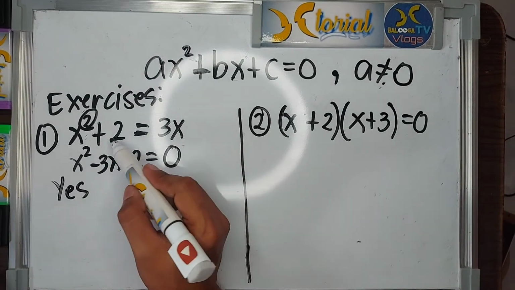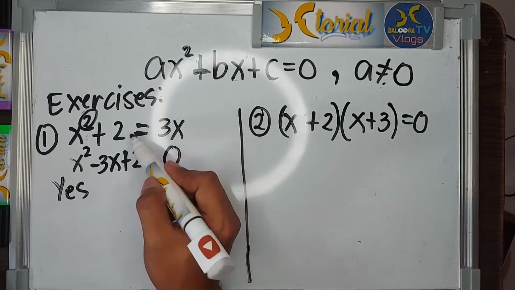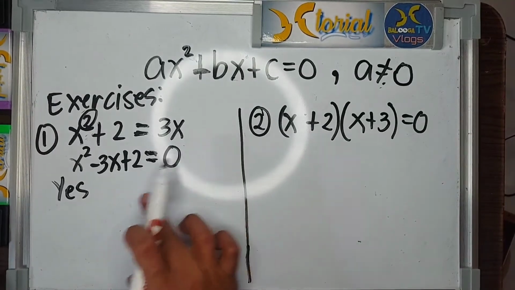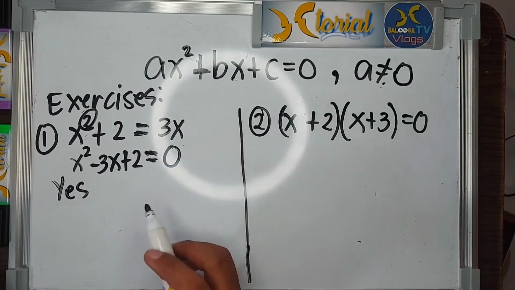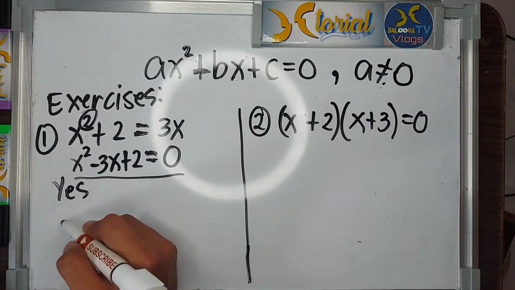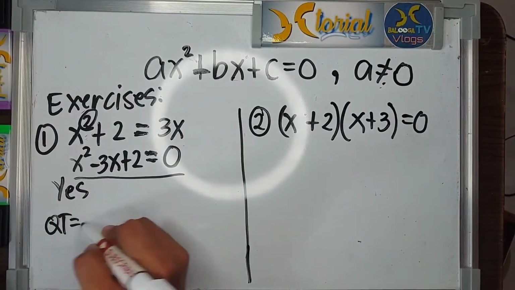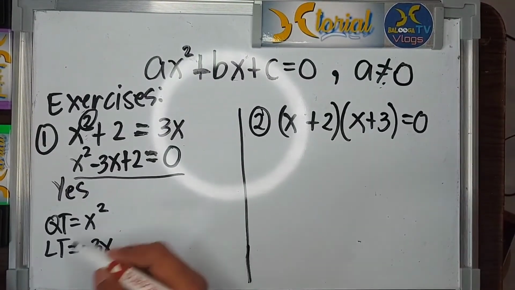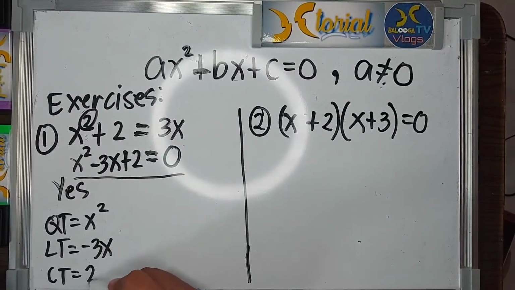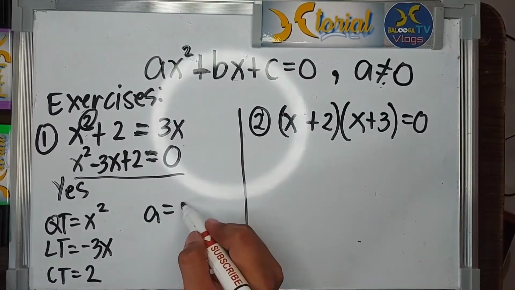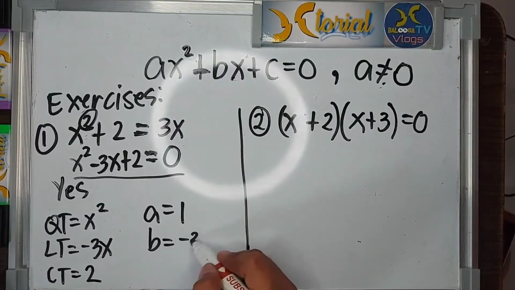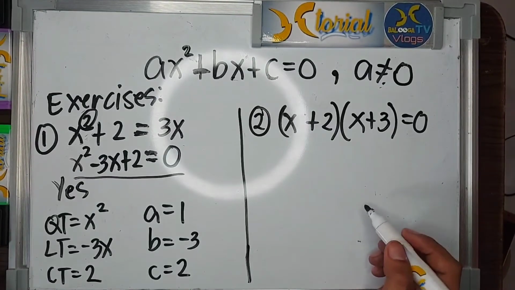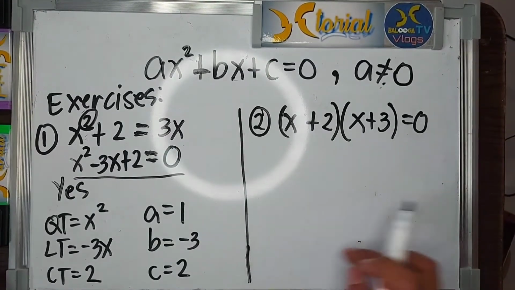sa kabila. So, ang tatanungin ninyo, nilipat nyo ba yung 2? Hindi. Kasi nga, nandito pa rin siya sa right side ng equal sign. Hindi nyo naman siya nilipat sa kabila, dun sa right side. Okay, so ito na yung ating standard form. So, yung quadratic term natin is x squared. Ang linear term natin ay negative 3x. At ang constant term natin ay 2. Ang a natin is 1, b is equal to negative 3, and c is equal to 2. Okay. Hope na nakuha nyo lahat yung tamang sagot doon.